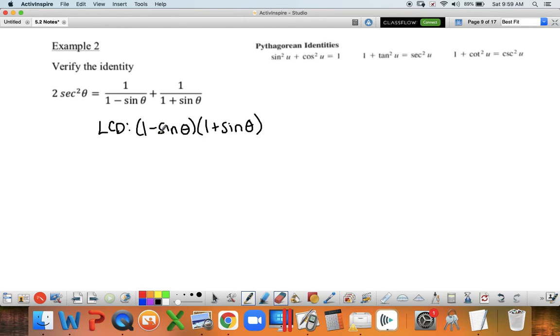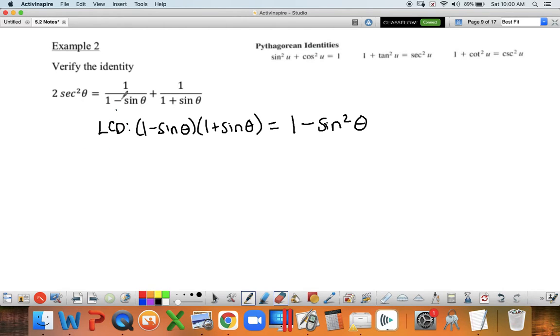Now, let's go ahead and FOIL these. What do I get when I FOIL these out? Well, I get 1 minus sine squared theta. So that is going to be my least common denominator. And yes, I know you're probably already thinking, well, that's cosine squared. We'll get there, okay? But let's go ahead and add our fractions together to see what we wind up with.